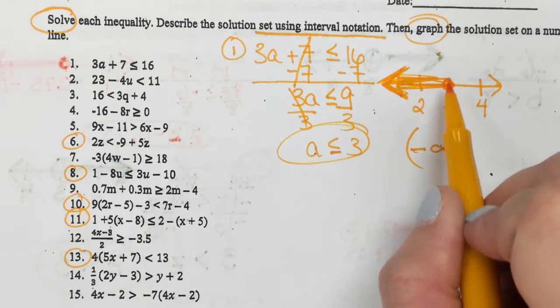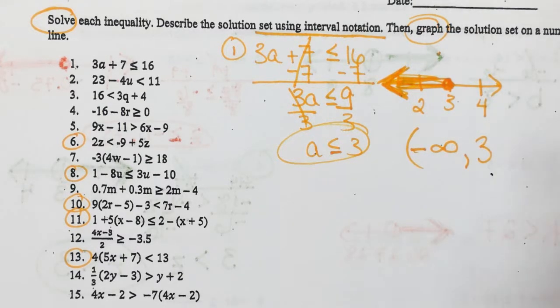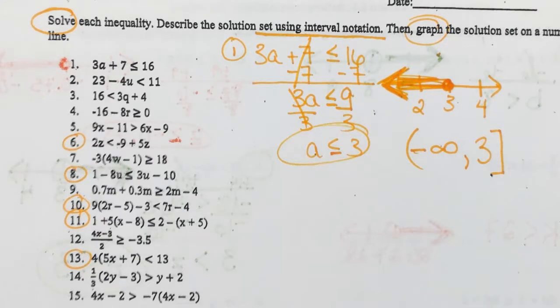Where on the right does it stop? It doesn't go any further past what number? 3. All right, now look at that 3. Does it have an open dot or a closed dot? So it gets a bracket, okay?